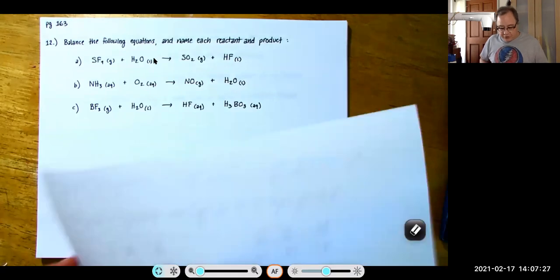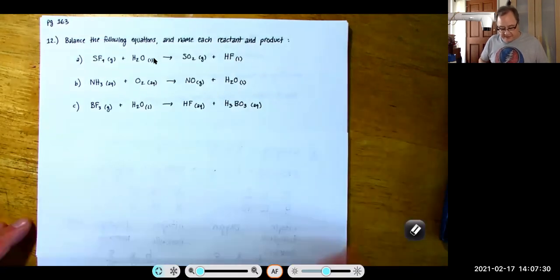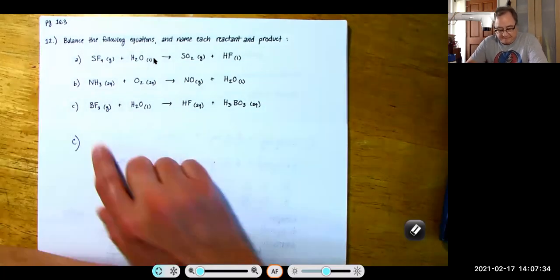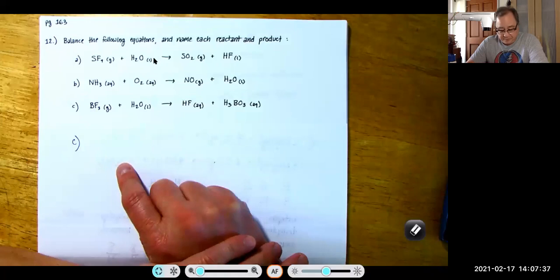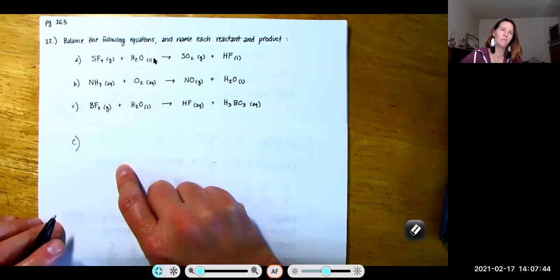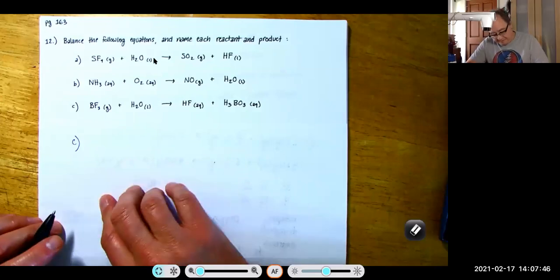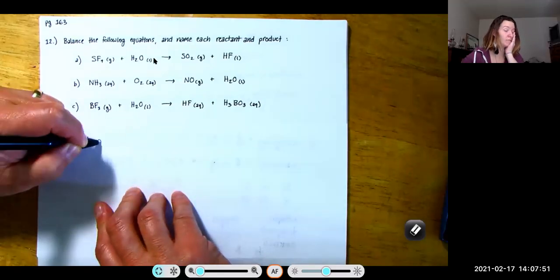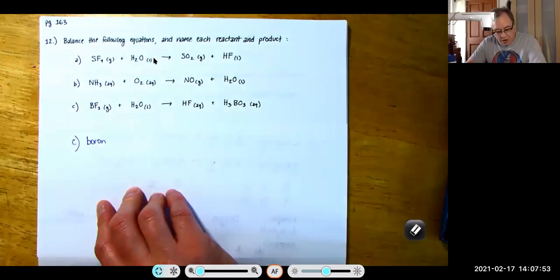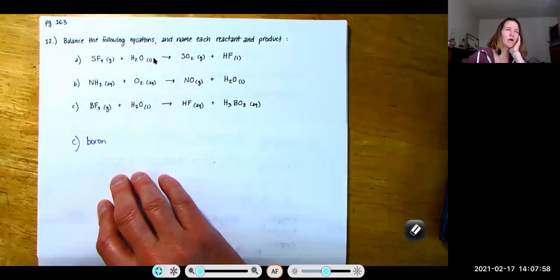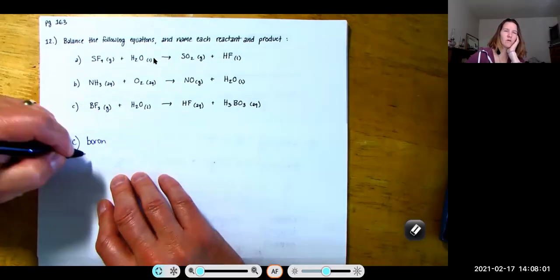Okay, let's try letter C. This time, let's name these things first. What do you call this guy? What's B stand for? Bromine. Boron. Wrong one. Okay, boron. And what do you call that last part? Trifluoride. That's right.